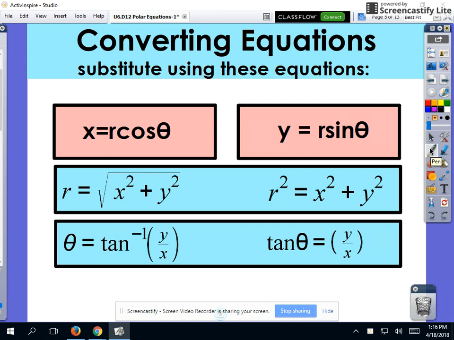And then we also know that r squared equals x squared plus y squared, which I guess you can write as r equals square root of x squared plus y squared. And then theta equals tan inverse of y over x, and then tan theta equals y over x. Those we will use to help us convert.